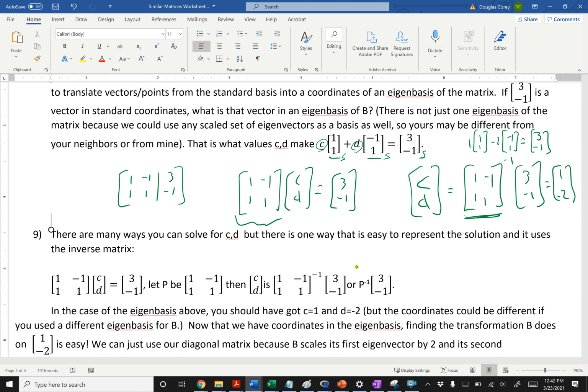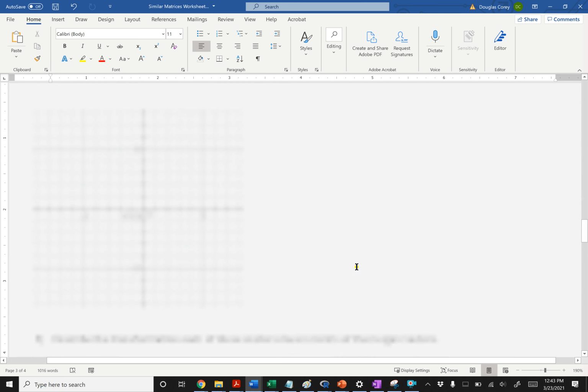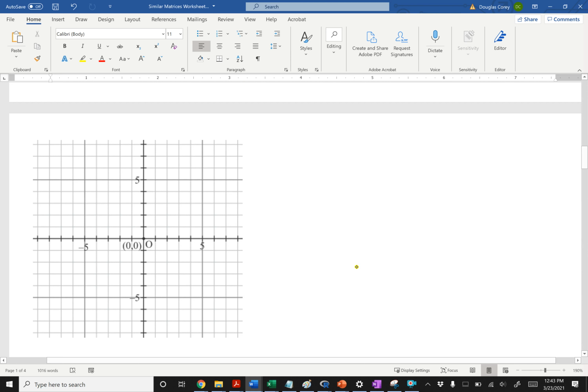Okay, so now 1 and minus 2, I think of this as the same coordinate as 3 and minus 1, except this is in xy coordinates, and this is in the basis vectors for B. So if I come up to one of these, so here's xy's, okay, so 3, negative 1 is right there. That's 3 and negative 1 in the standard basis.